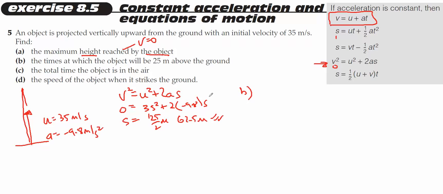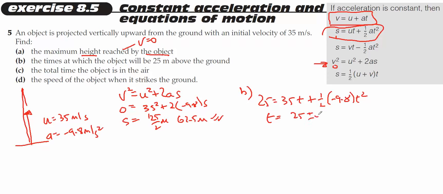In part B, the times that it's going to be 25 meters above the ground. I'll use this and set s equal to 25: 25 equals 35t plus a half times minus 9.8t squared. Solve for t on the calculator, and that gives me t equaling 25 plus or minus the square root of 5 root 15, all on top of 7, which is roughly 0.81 and 6.34.